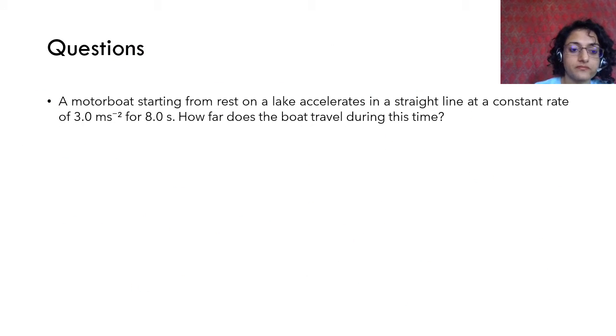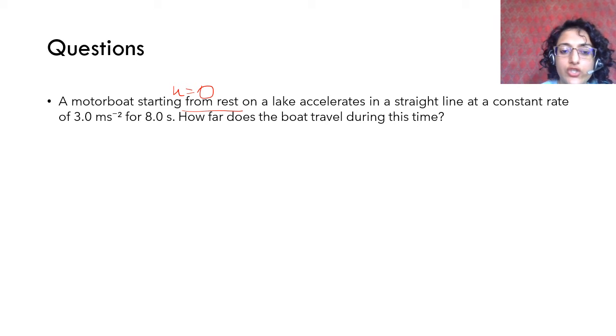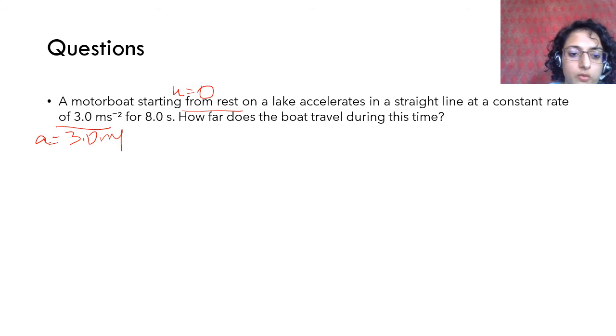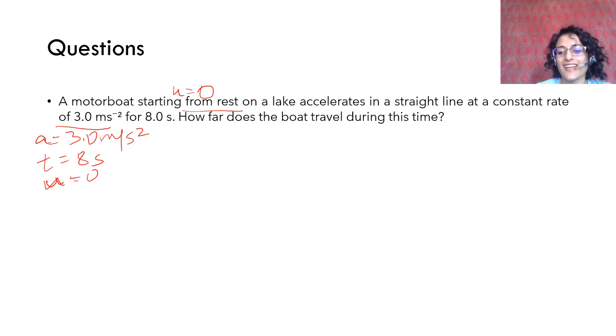Okay, next. A motorboat starting from rest, u is equal to 0, on a lake accelerates in a straight line at a constant rate of 3 meter per second square for 8 seconds. ये तो बहुत ही straight forward है. Okay, ठीक है. So we have been given u, we have been given a is equal to 3.0 meter per second square, we have been given time is equal to 8 seconds. Okay, u is equal to 0. Now simple formula है. If you want you can calculate v and then you can use वो formula use कर सकते हो, but simple सा है.